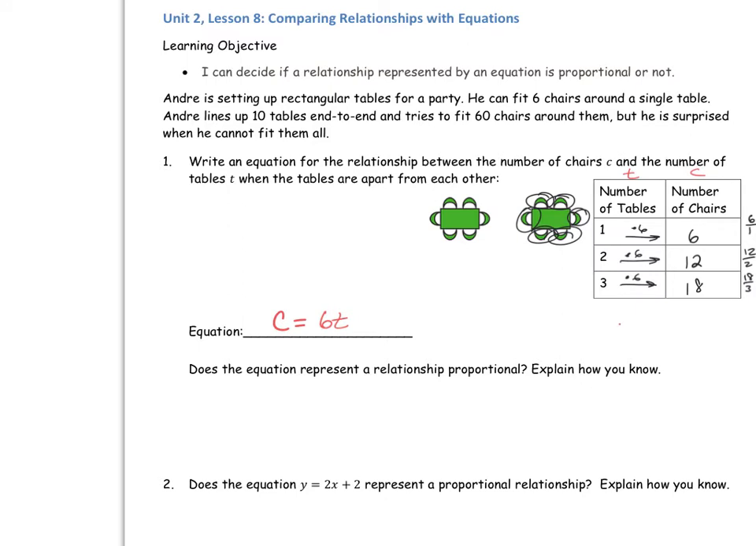So the next question asks if this represents a proportional relationship and to explain how you know. Well, in this case, yes, it does. And I know this because it is in the form of y equals kx. In this lesson, we talked about how when we're looking at proportional equations, we can't have any exponents, we can't have any adding or subtracting. All we can have is a variable being multiplied by a constant of proportionality.